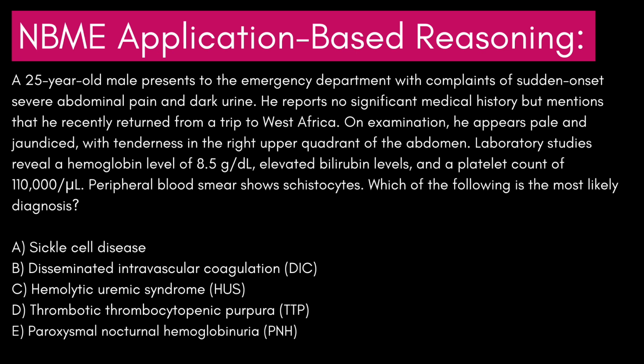A 25-year-old male presents to the emergency department with complaints of sudden onset severe abdominal pain and dark urine. He reports no significant medical history, but mentions that he recently returned from a trip to West Africa. On examination, he appears pale and jaundiced, with tenderness in the right upper quadrant of the abdomen. Laboratory studies reveal a hemoglobin level of 8.5 grams per deciliter, elevated bilirubin levels, and a platelet count of 110,000 per microliter. Peripheral blood smear shows schistocytes. Which of the following is the most likely diagnosis?